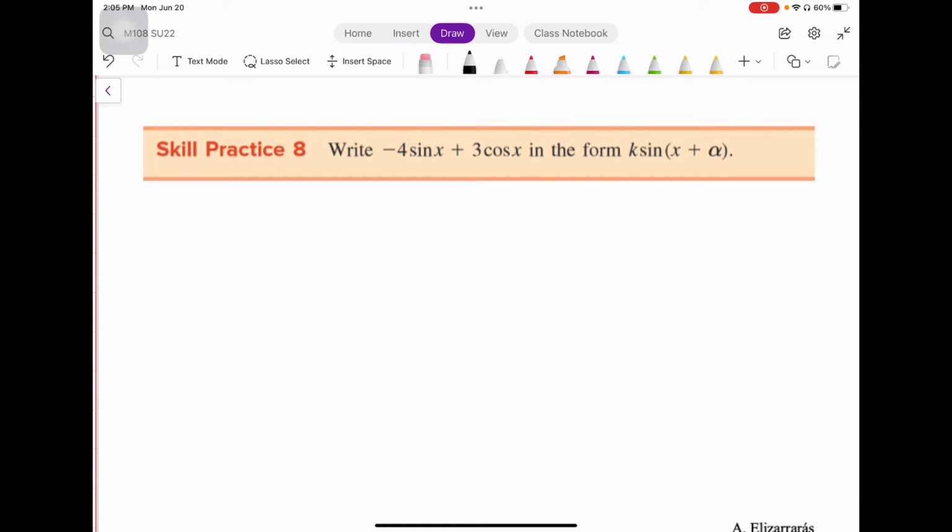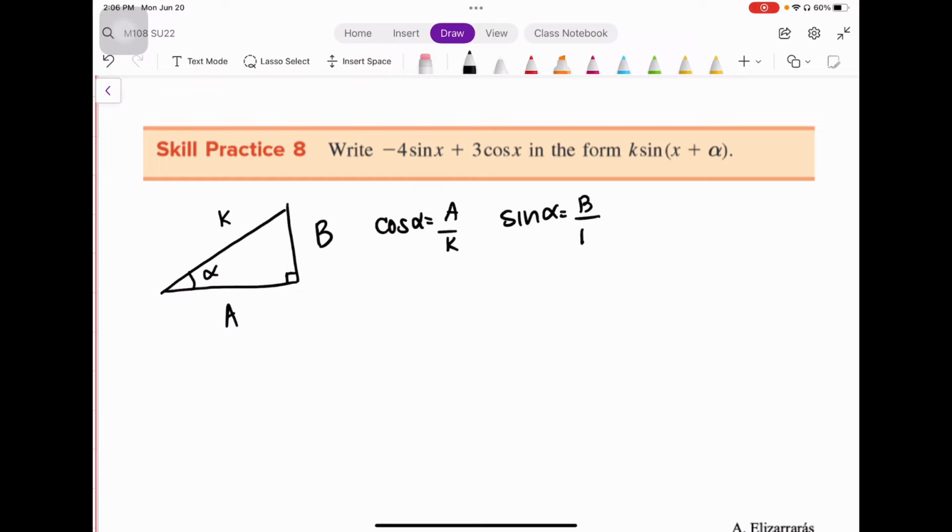Last thing in this section is we are going to be using the reduction formula to get this down to a single term. For some angle alpha with sides A and B and hypotenuse K, the cosine of alpha was equal to A over K, the sine of alpha was equal to B over K, and K was equal to the square root of A squared plus B squared. And this was for the expression A sine x plus B cosine x.